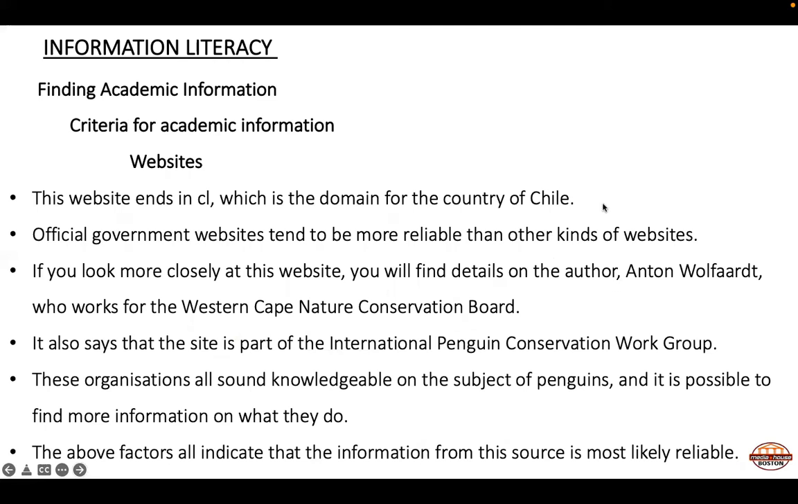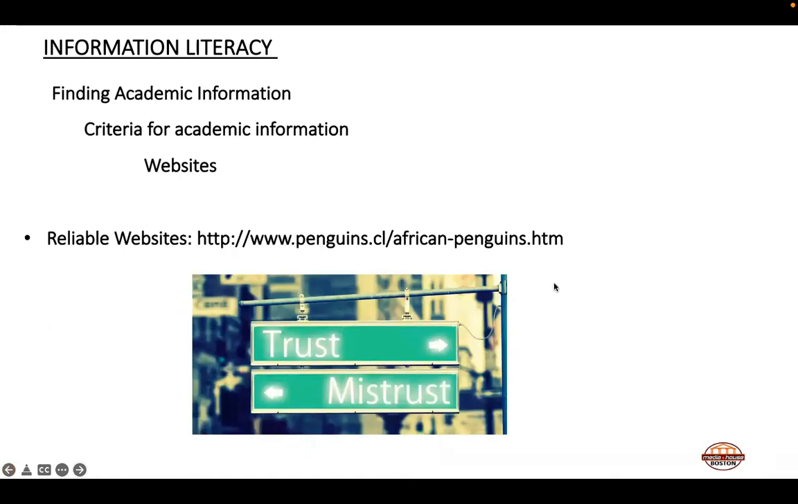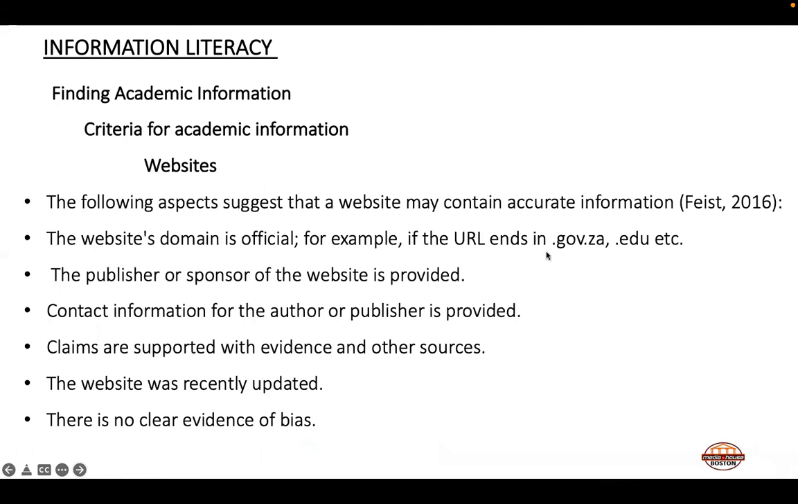So official government websites tend to be more reliable than other kinds of websites. Of course, sometimes it is subject to bias. I'm not saying that it's not, but it can give us more factual information. Like we said, where was it on this previous slide, .gov.za. Okay, so when it ends in this kind of URL, or even .edu, okay, so it's going to give us more factual information.